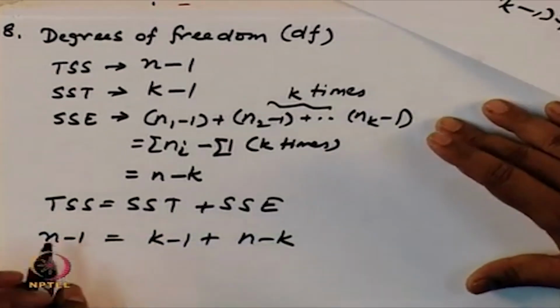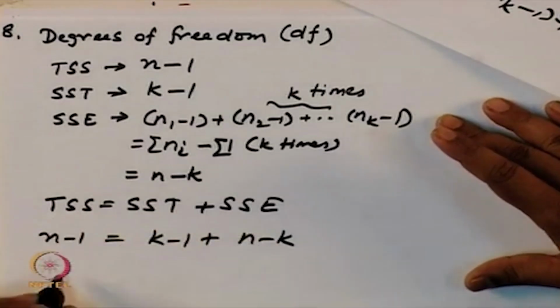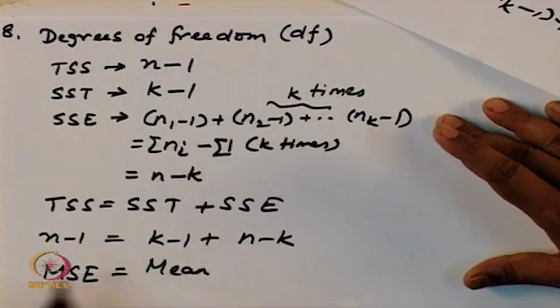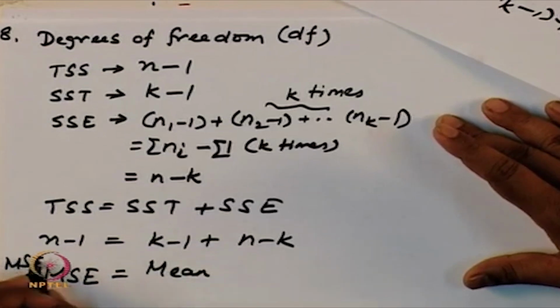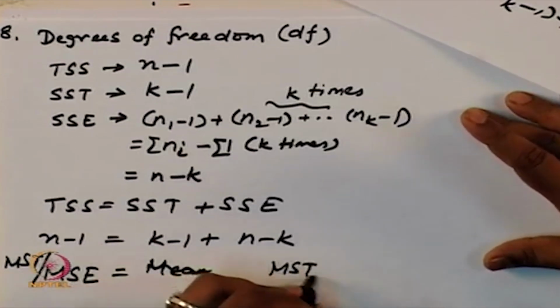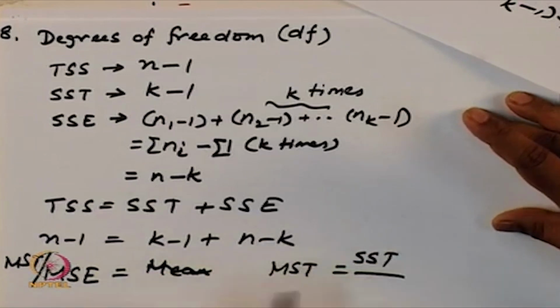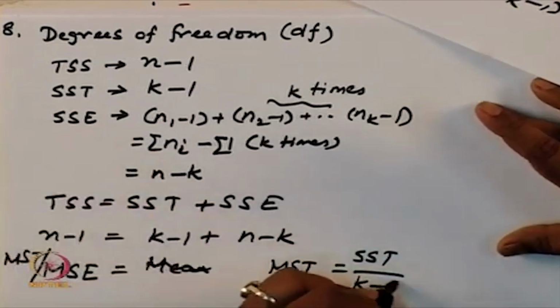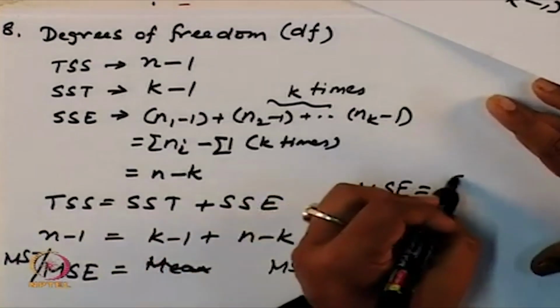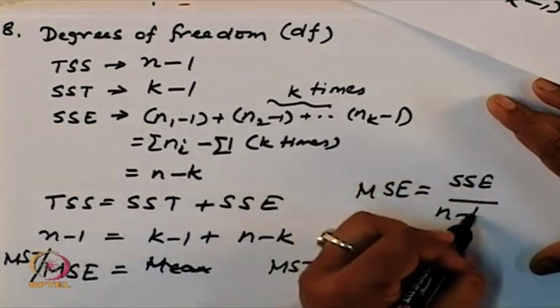Okay. And corresponding to these terms, you can define the mean squares: MST, the mean square for treatments, and MSE, the mean square for error. MST is defined as SST by its degrees of freedom, that is SST by k minus 1, and MSE, the mean square of error, is given by SSE by n minus k.